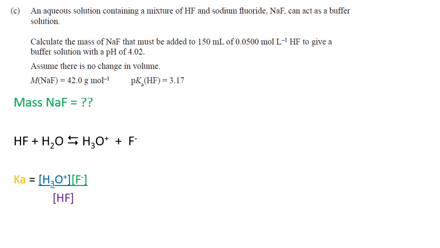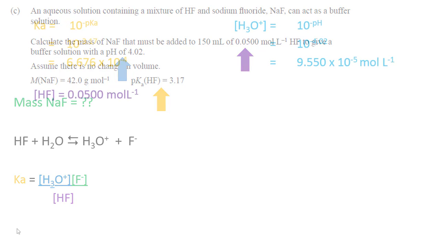Now I've color coded this here just to try and help us work out what bits we are trying to find and what bits we know. So the green, the F minus, that's what we're trying to find out, and the fluoride ions come from the sodium fluoride that you're going to add to the solution. The blue, the H3O plus, we can calculate from the pH of 4.02. The Ka we can calculate from the pKa given in the problem, and the purple arrow is for the HF concentration, and that's actually given in the problem.